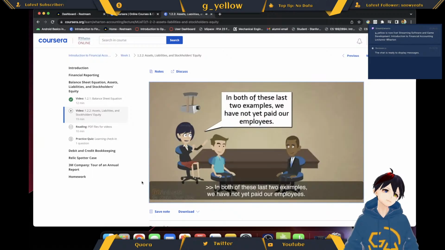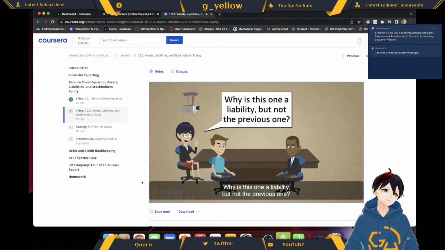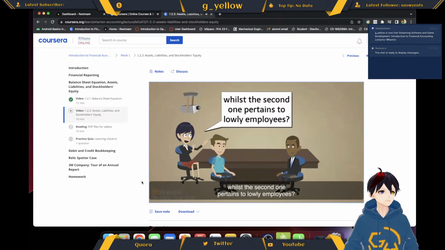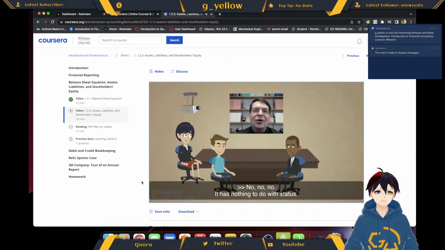In both of these last two examples, we have not yet paid our employees. Why is this one a liability, but not the previous one? Is it because the first one pertains to an executive, whilst the second one pertains to lowly employees? No, it has nothing to do with status. It's simply a matter of, for a liability to exist, there must be some obligation based on benefits or services received in the past. Employees that have worked for us without being paid creates a liability for us. Employees that have not yet worked for us cannot create a liability.